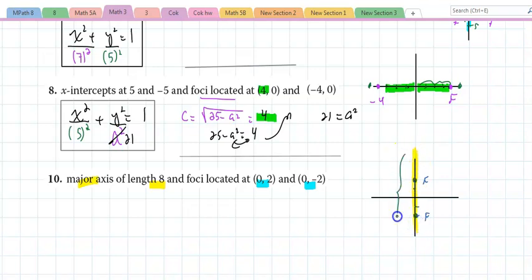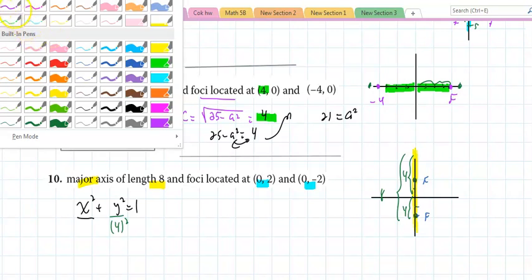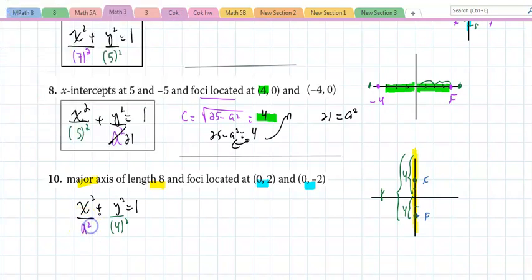If this is 8 units, doesn't that mean this is 4 and this is 4? And I know the equation is x squared plus y squared equal a 1. So automatically I figured this is over 4 squared, right? What's missing? I need to know what this is. I always call it a.